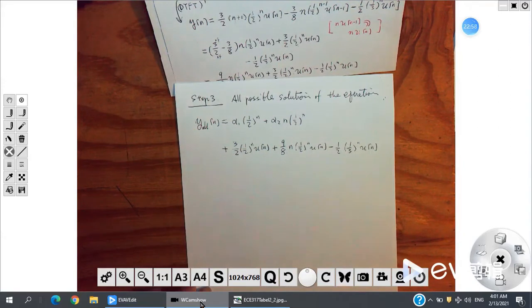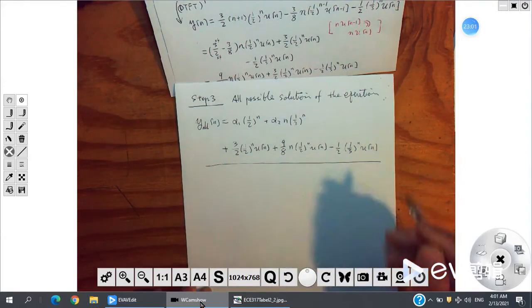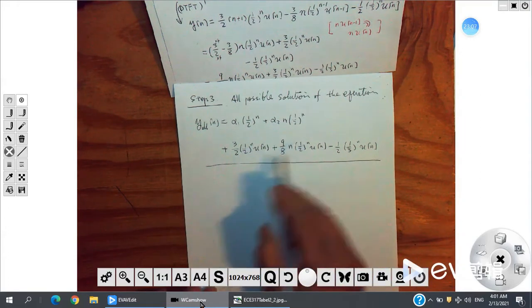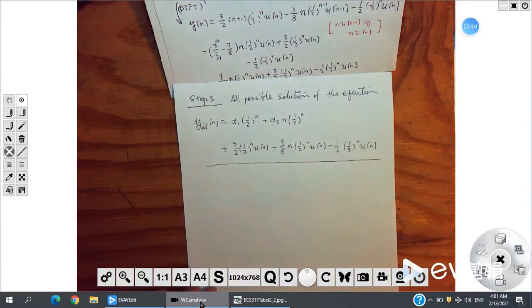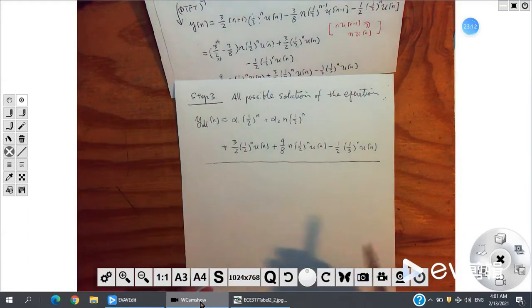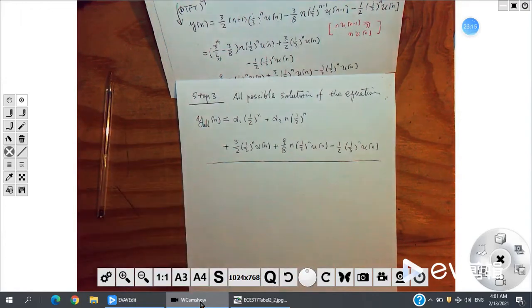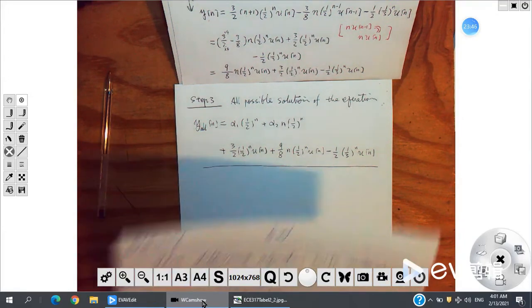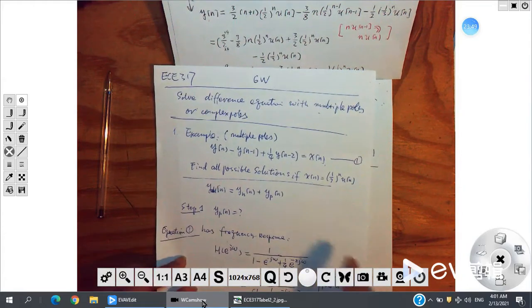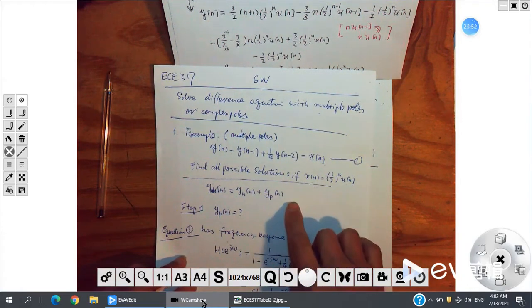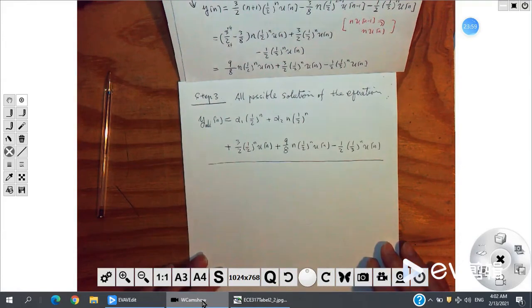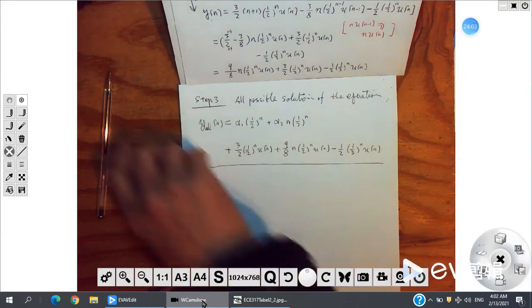Okay, so this is all possible solutions of the equation. Then if we have initial condition, you can plug in the initial condition, try to determine alpha 1, alpha 2, then you can have a final answer, satisfy the equation and the given initial condition. Okay, then what is the original problem? I didn't give the initial condition, so just as it is. So this will be the answer. Okay, so this is the case with multiple poles.